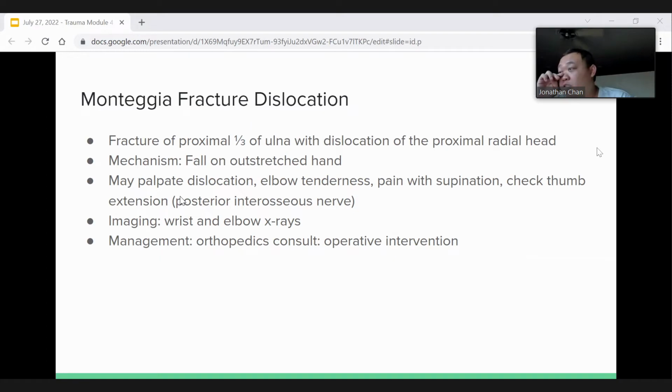There's a fall on an outstretched hand, and you want to palpate for any dislocation or elbow tenderness. You want to see if there's any pain with supination, and you want to check the thumb extension function, because the posterior interosseous nerve runs between the radius and the ulna, and this can cause some injury there, which may lead to thumb weakness. You want to get a wrist and elbow x-ray. This also requires an orthopedics consult and likely operative intervention.